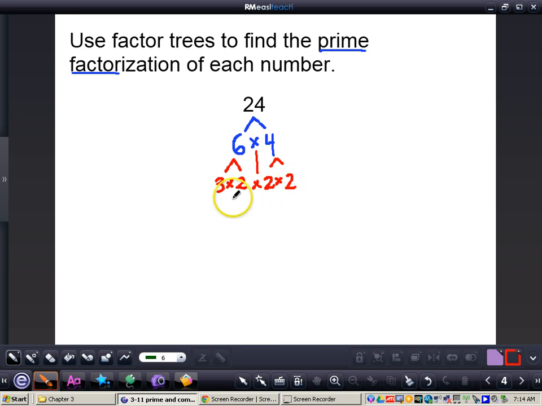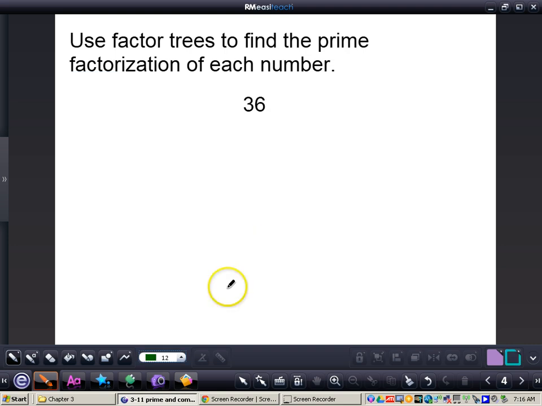Okay, now I've come to the next step here, and I can see that the 3, the 2, the 2, and the 2 are all prime numbers. So I've come to the prime factorization of 24. So I would just rewrite this, and I'll just write the numbers in order. 2 times 2 times 2 times 3 gives me the prime factorization of 24. In other words, if I multiply 2 times 2 times 2 times 3, that would give me the answer of 24.